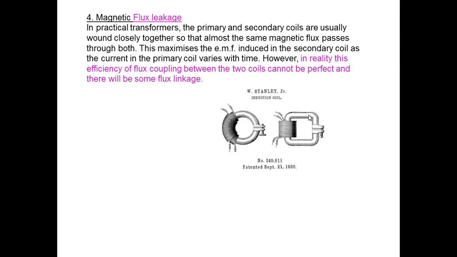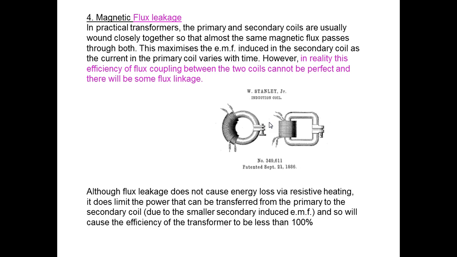Lastly, another form of energy loss comes in the form of magnetic flux leakage. This is also the reason why, as I mentioned before, the wires are wound over each other in this manner, so as to limit the flux leaking out of the coils. When the coils are wound over one another, the leakage of magnetic flux is minimized.